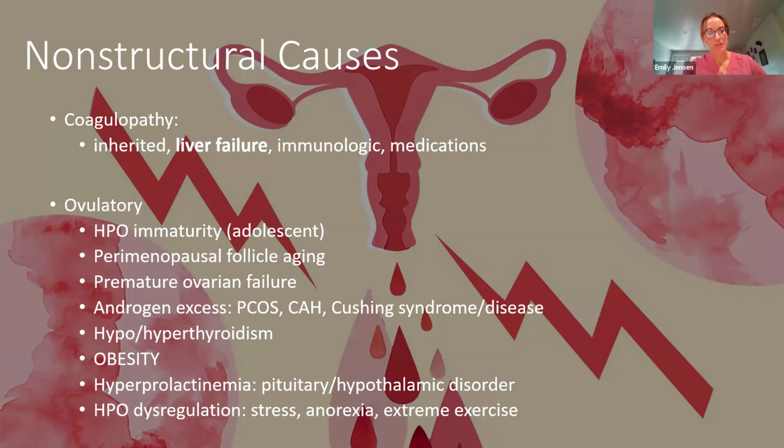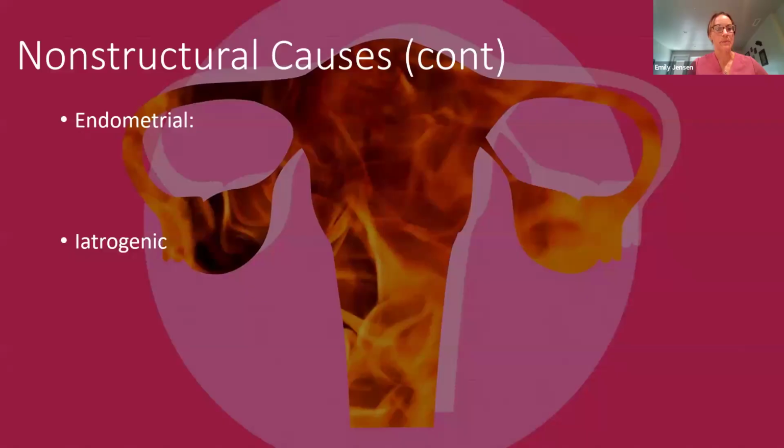But then we can also have HPO dysregulation. Has your patient been under extreme stress? Are they eating less? Are they exercising extremely? And then even if they work night shifts and stuff, that can kind of mess up things a little bit with how their body's functioning in general. So that's kind of the ovulatory category. And then we jump into the endometrial.